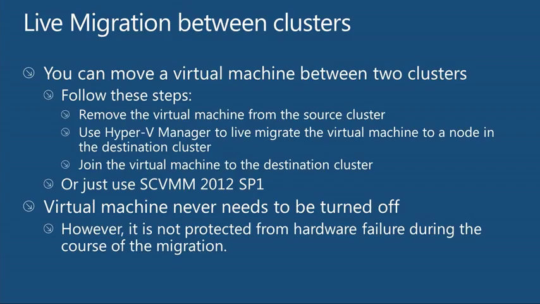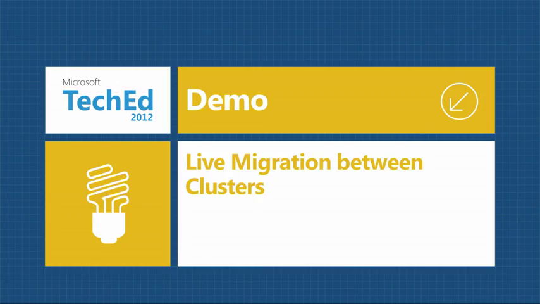The other thing that we did a lot of work to enable is live migration between clusters. And you can do this just with the inbox tools. You can also do this using SCVMM. I was actually hoping to show the SCVMM experience today because it's quite simple. Unfortunately, my VPN connection isn't working and I don't have a video of that. So I'm going to be showing you the video of live migration between clusters, and I'm just going to be using a PowerShell script for this.